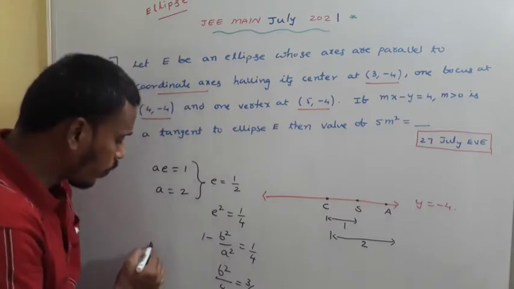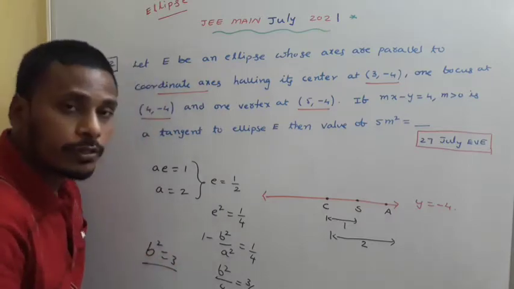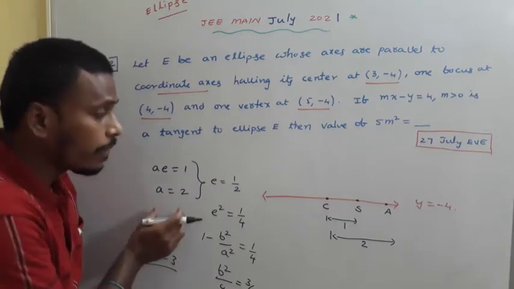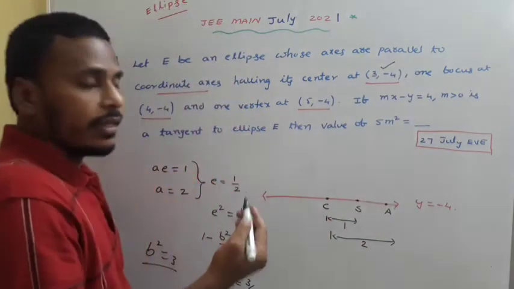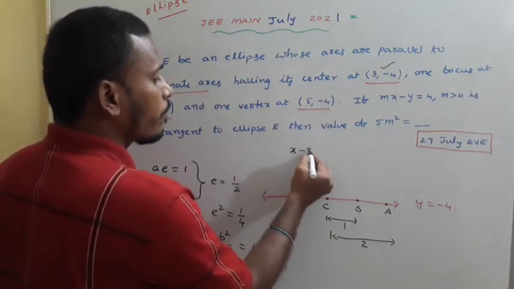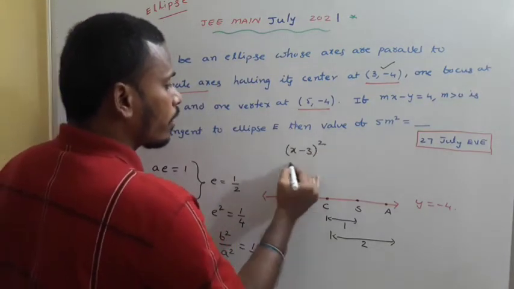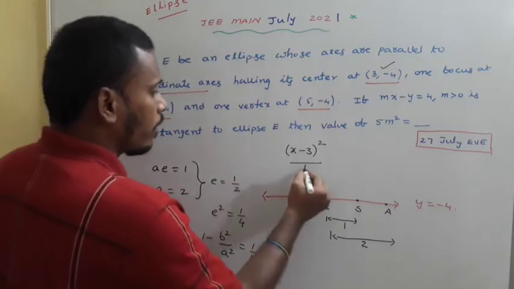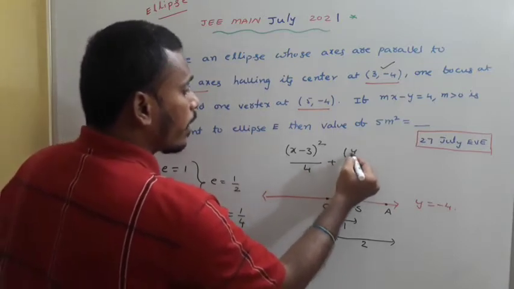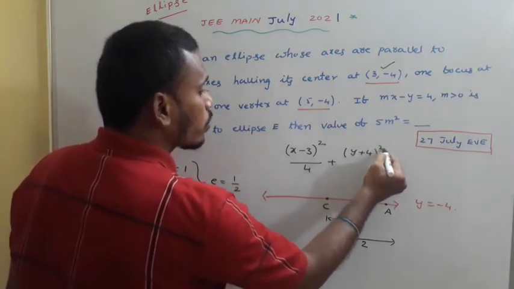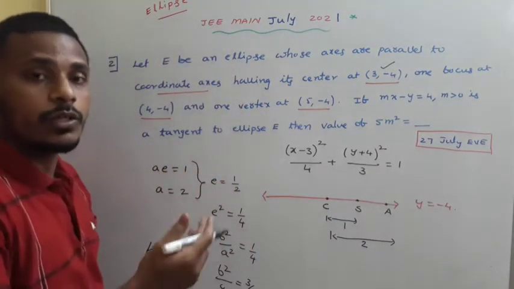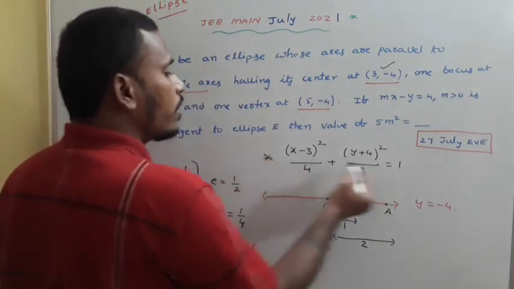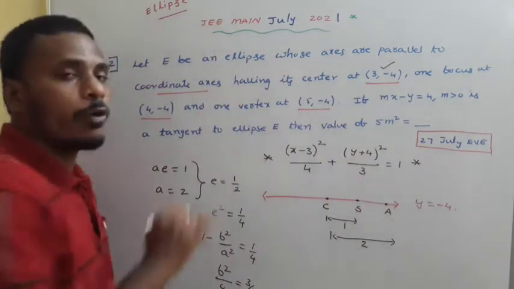So what is b square? b square is equal to 3. b square is equal to 3, a is equal to 2, and the center is at (3, -4). Then the equation of the ellipse is (x - 3)^2 / a^2 + (y + 4)^2 / b^2 = 3/3 = 1. So this is the ellipse equation related to the problem.